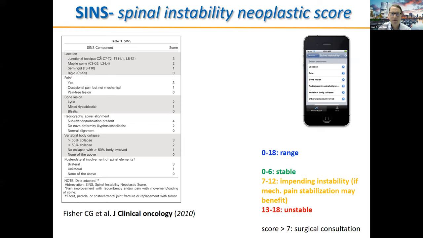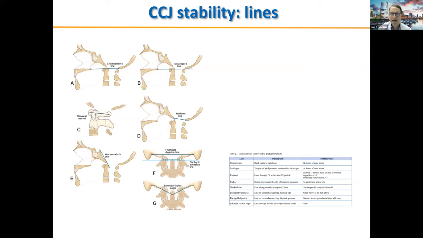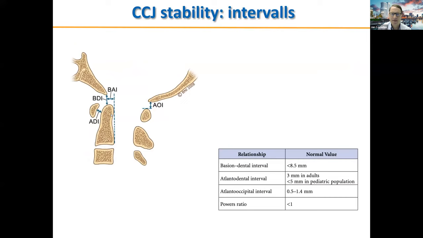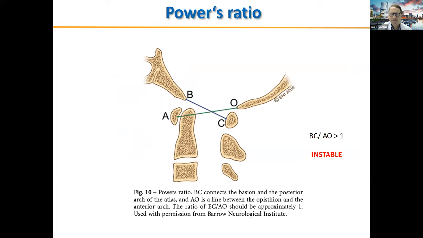If we look at the details of the items, for the craniocervical junction there's a regional factor, 3 points, pain, 3 points, and then the type of lesions of the bone and other radiological factors, and then we add them up and may have an idea about the stability. Then there are a lot of lines that you can draw at the level of the craniocervical junction with normal values, and there are intervals between the clivus and the dens, or between the atlas and the axis, and there is also the power ratio, which are indicative of spinal stability or instability when reading the plain X-rays or the CT scan.